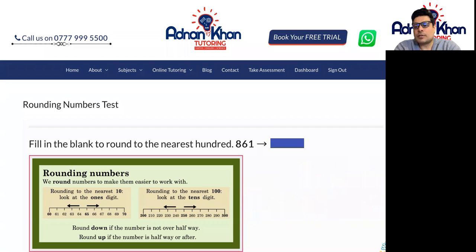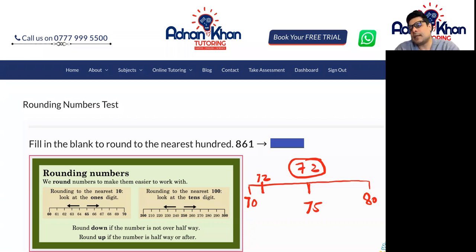Let's try another question. Let's try 72 as our main number. Now we know that 70 is a number at the beginning of the tens and 80 is a number at the end of our tens. Right in the middle of 70 and 80, halfway, we have 75. So 72 will be around about here. That's where 72 will go, roughly speaking.